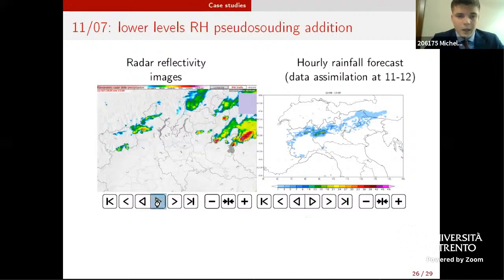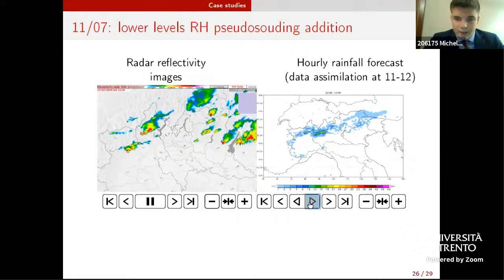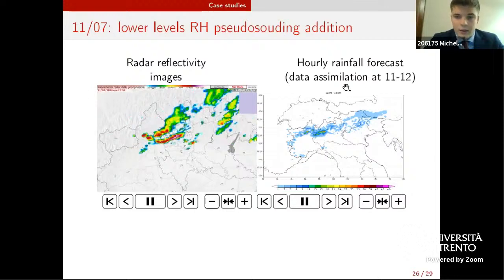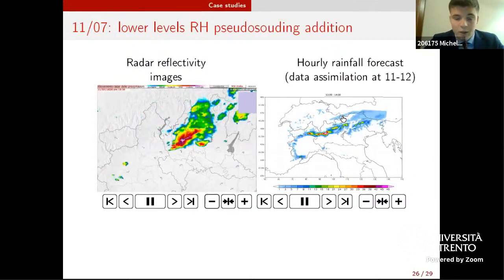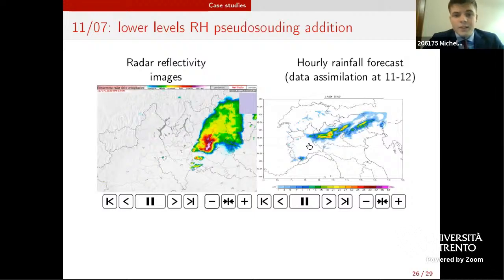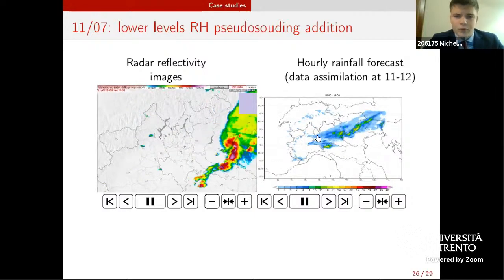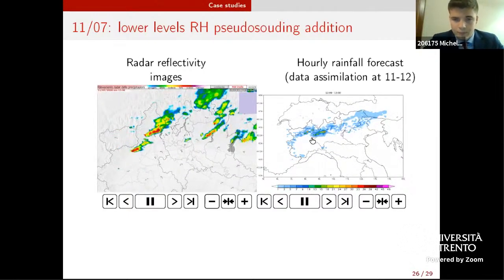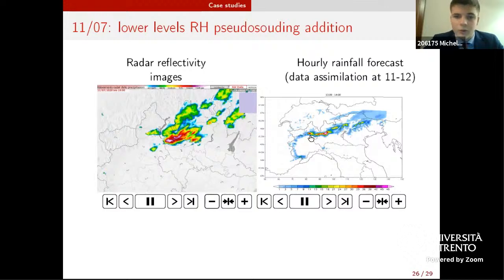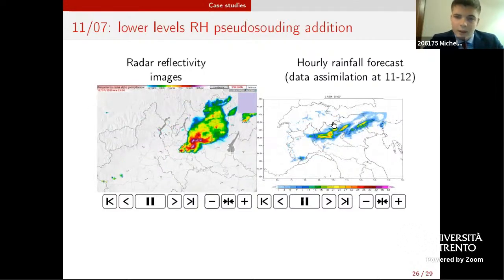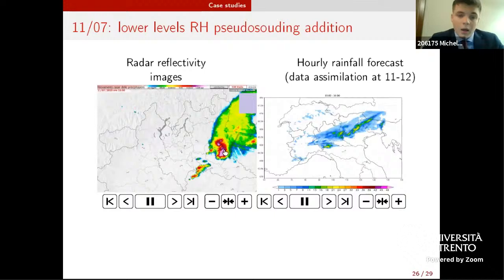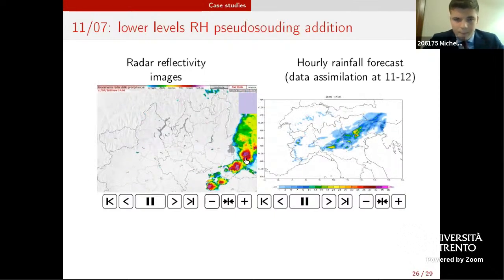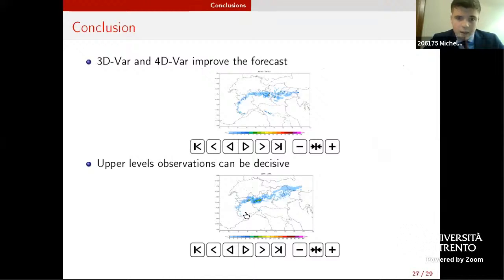In fact, if we look at the forecast using the 4D VAR technique, adding this information of relative humidity, it's possible to see that now the model is able to capture the convection triggering at the border between the two regions and the subsequent movement eastward of the storm front, similarly to what we observed from the radar.